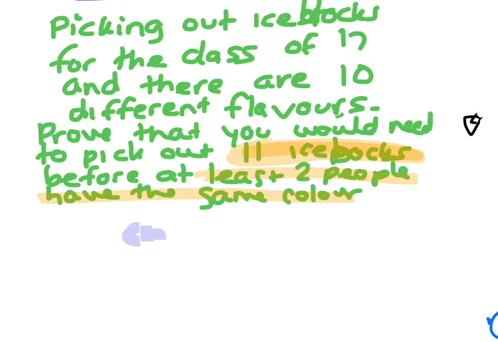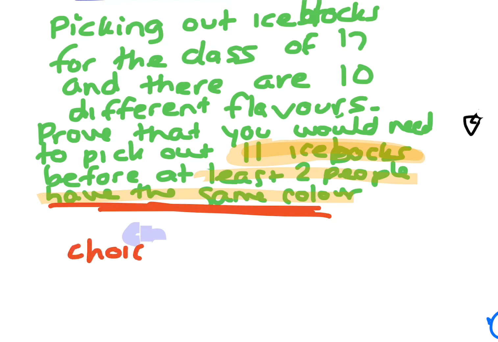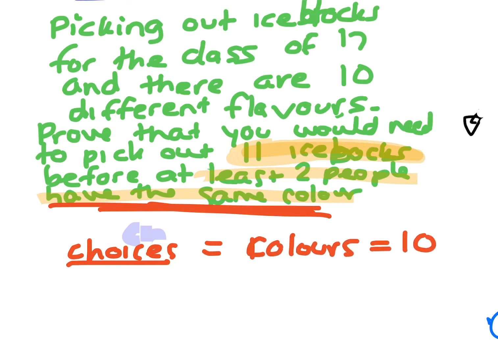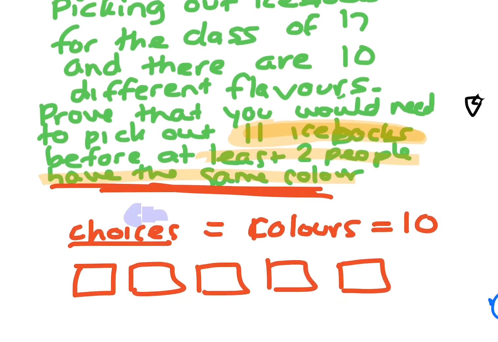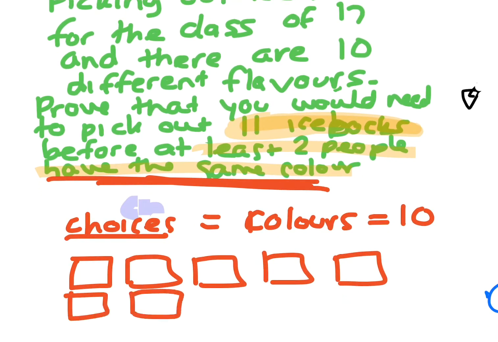So what are your choices here? So we're interested in who has the same colour, okay? So whatever you're interested in, that'll be near the "at least 2 people". That will be your choices. So the number of your choices will be the same colour. So the colours are your choices. And you have 10 different colours, so you have 10 different choices, okay? Now, the people are your pigeons, right? So you have 17 people.